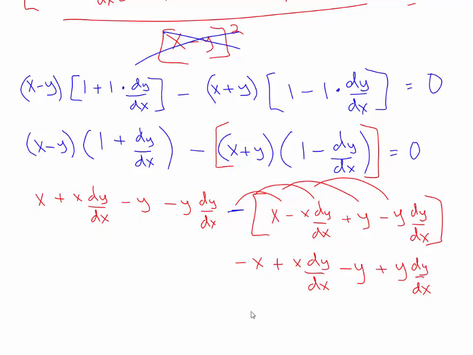So let's look and see what happens. Remember, we combine like terms now. The x's here cancel each other out. Positive x, negative x, that's gone. So that's nice.